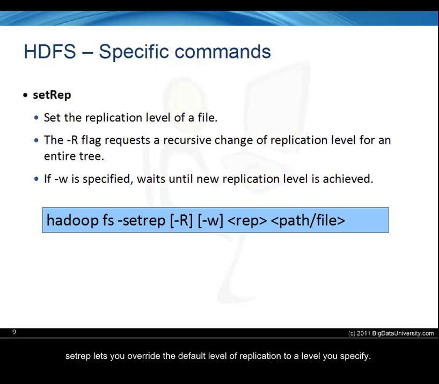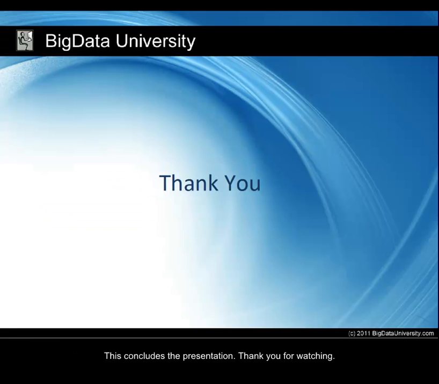setrep lets you override the default level of replication to a level you specify. You can do this for one file or, with the -r option, to an entire tree. This command returns immediately after requesting the new replication level. If you want the command to block until the job is done, pass the -w option. This concludes the presentation. Thank you for watching.